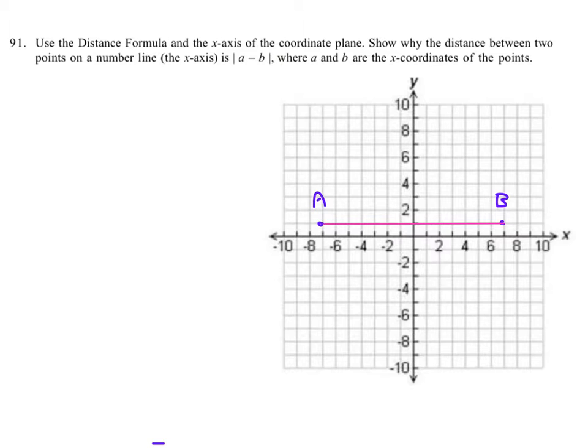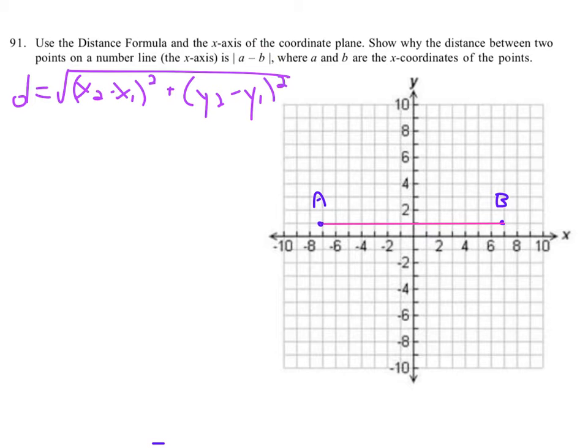If you have, let's say, the distance formula here, square root of x2 minus x1 all squared plus y2 minus y1 all squared. And you have these coordinates for A and B. You've got negative 7 comma 1 and 7 comma 1. Okay?